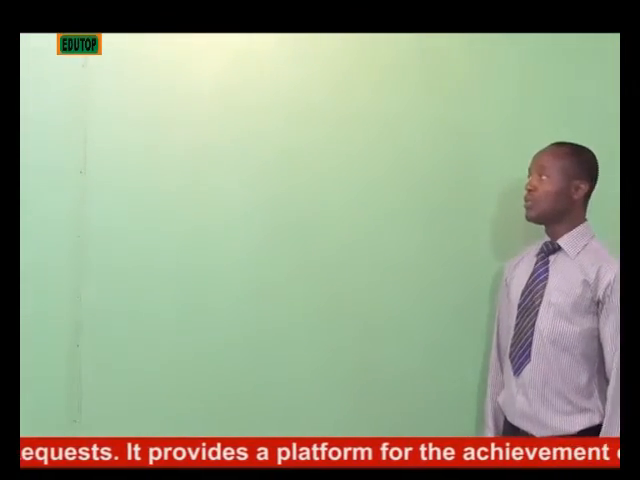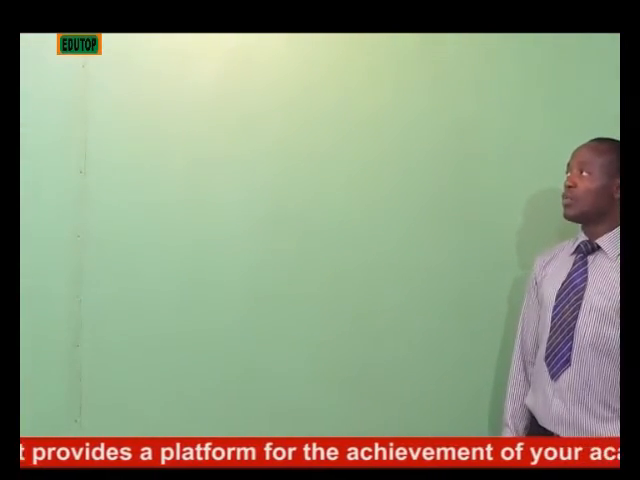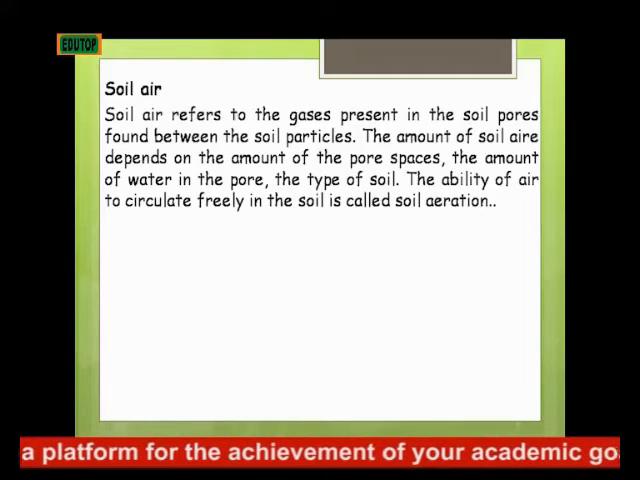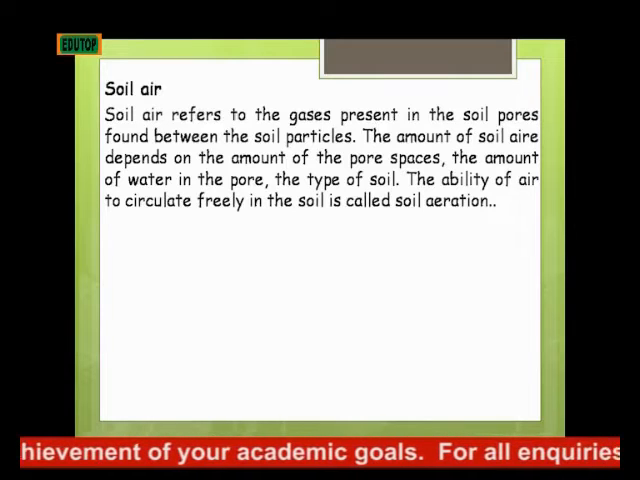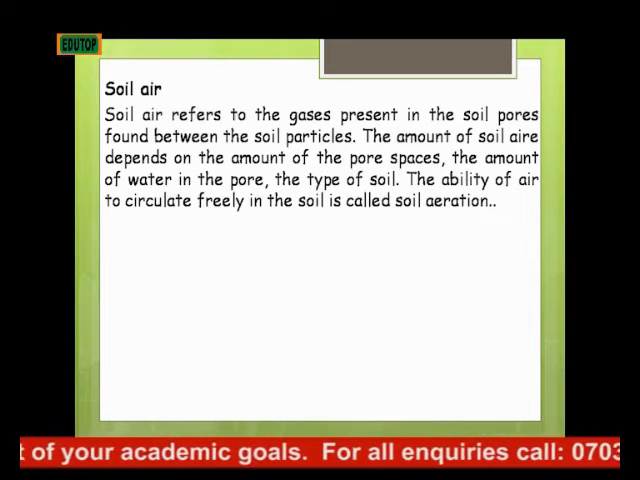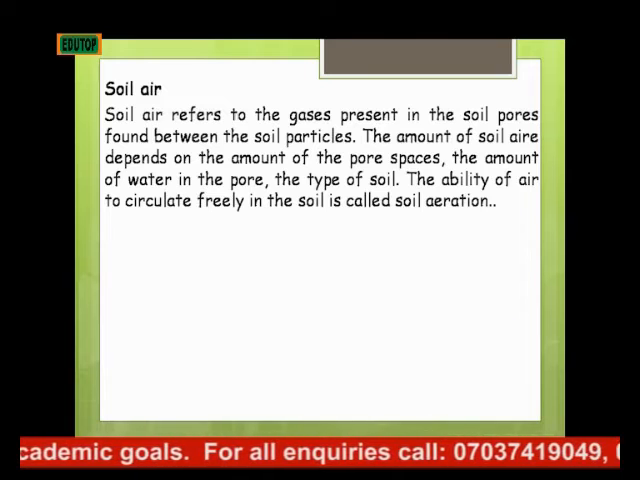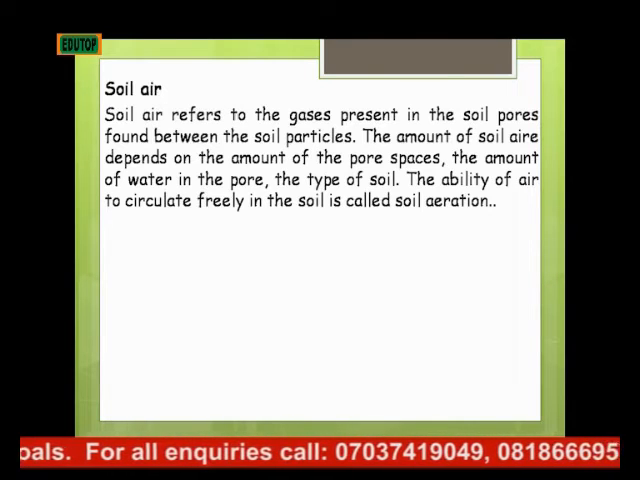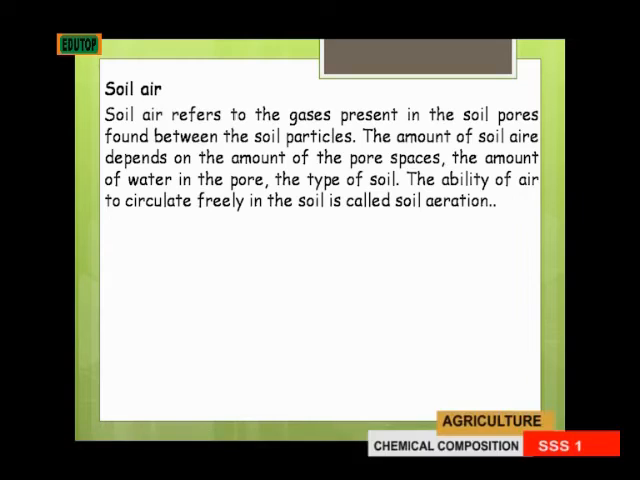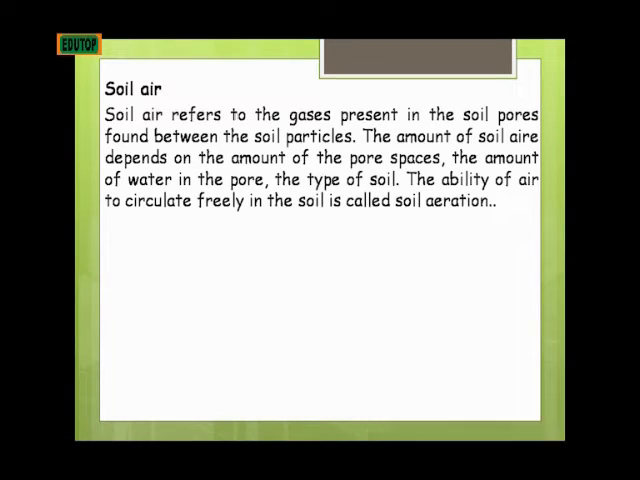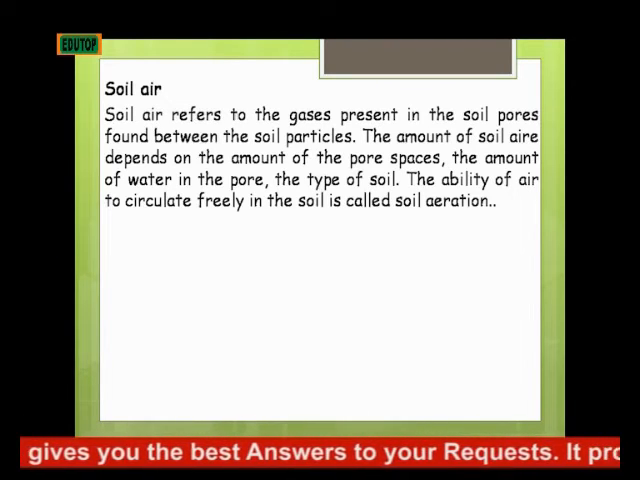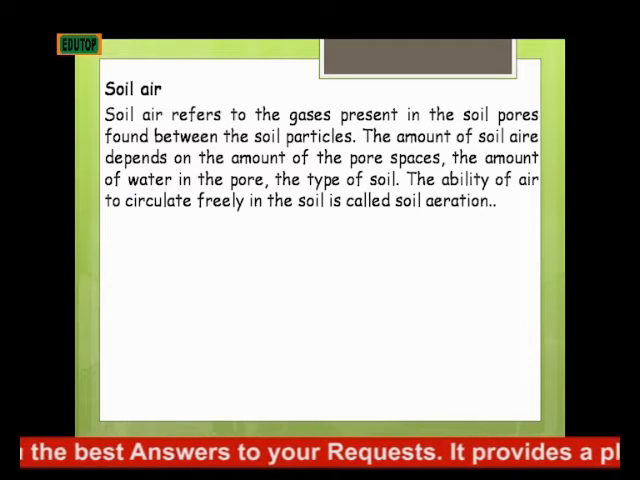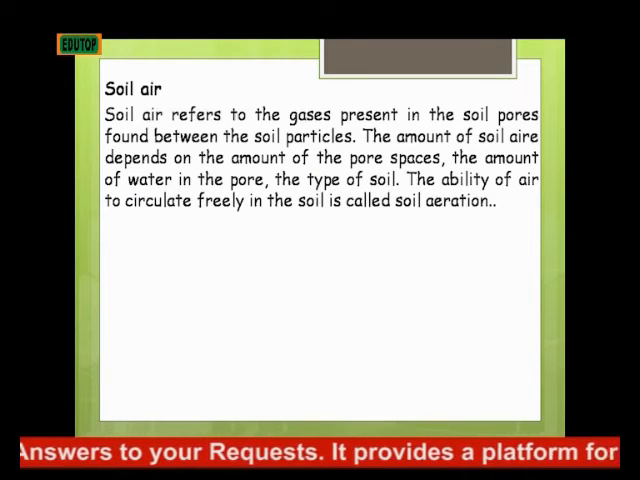Then the next component of soil is our soil air. The soil air refers to the gases present in the soil pores found between the soil particles. If you recollect from my past explanation, I said the soil pores are the spaces between soil particles. The amount of soil air depends on the amount of pore spaces and then the amount of water in those pore spaces.